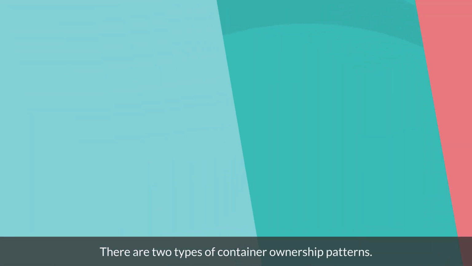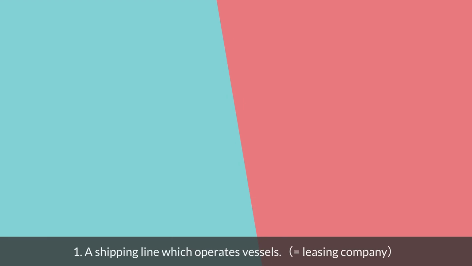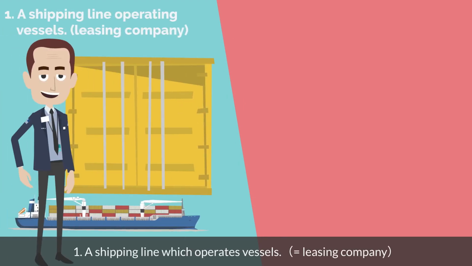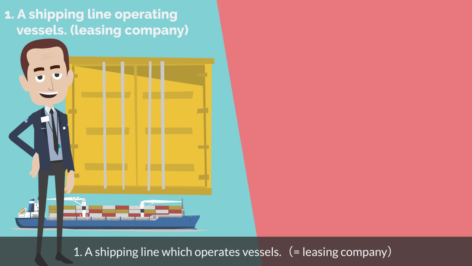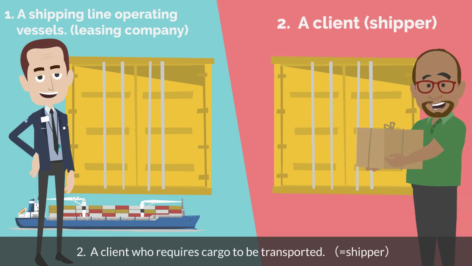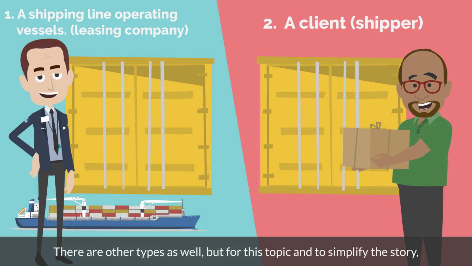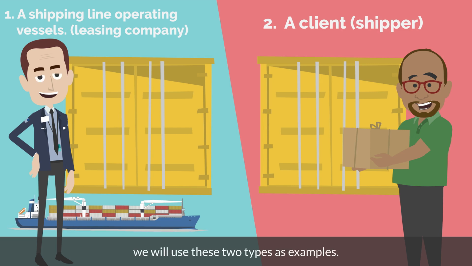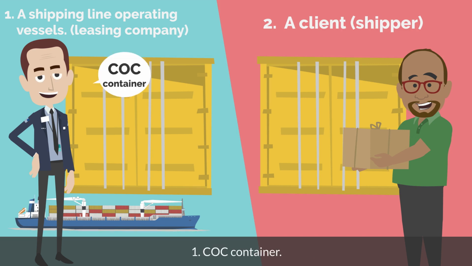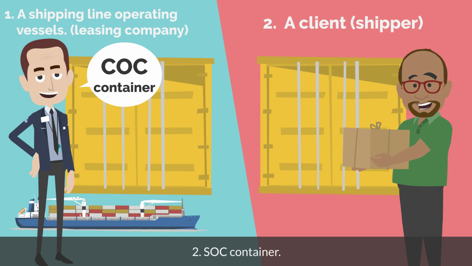There are two types of container ownership patterns. 1. A shipping line which operates vessels, leasing company. 2. A client who requires cargo to be transported, shipper. There are other types as well, but for this topic and to simplify the story, we will use these two types as examples. These two types are referred to as the following. 1. COC Container. 2. SOC Container.